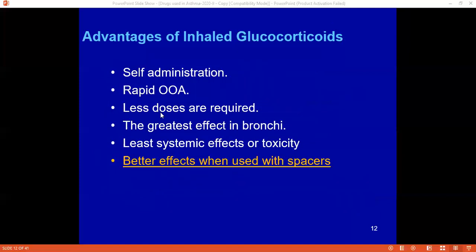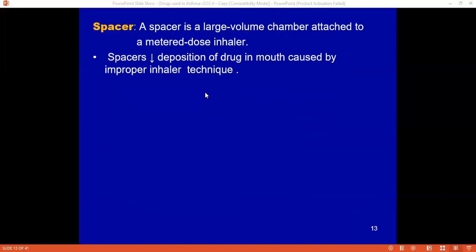Advantages of inhaled glucocorticoids are the same as what we have seen in bronchodilators: self-administration, rapid onset of action, fewer doses required, greatest effect in the bronchi, less systemic toxicity, and better effects when used with a spacer. I showed you the spacer in the last lecture. A spacer is a large volume chamber attached to a metered dose inhaler. It decreases the deposition of the drug in the mouth caused by improper inhalation technique.